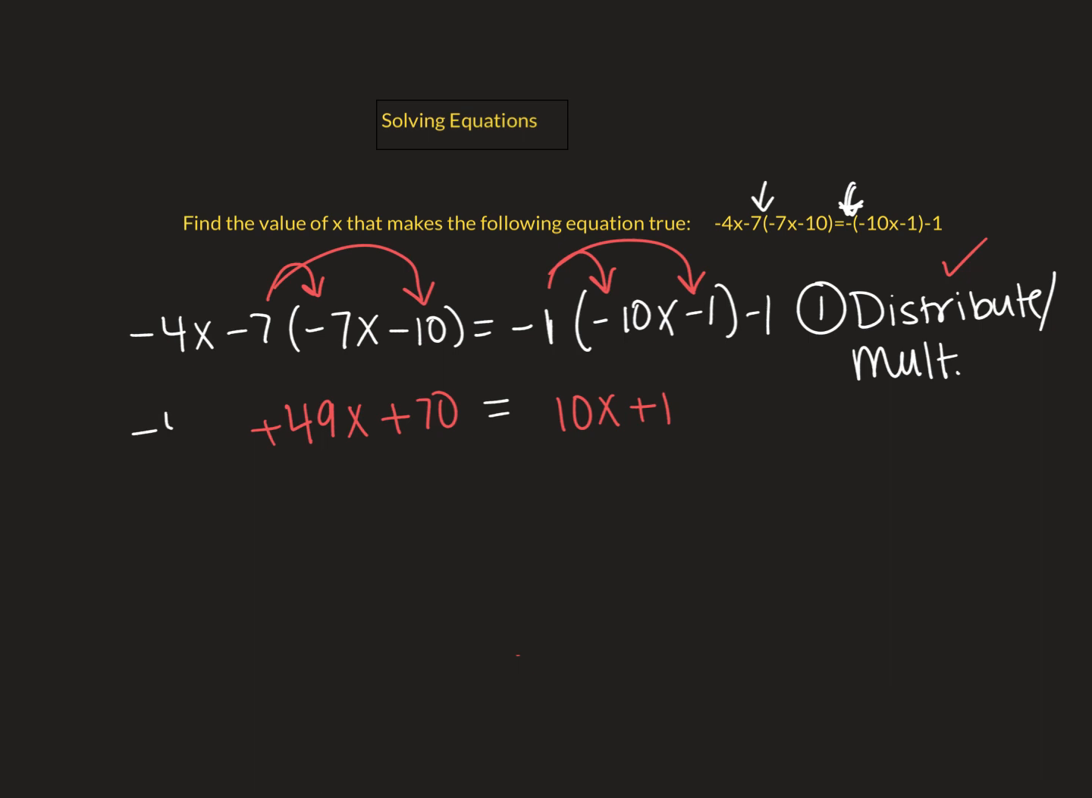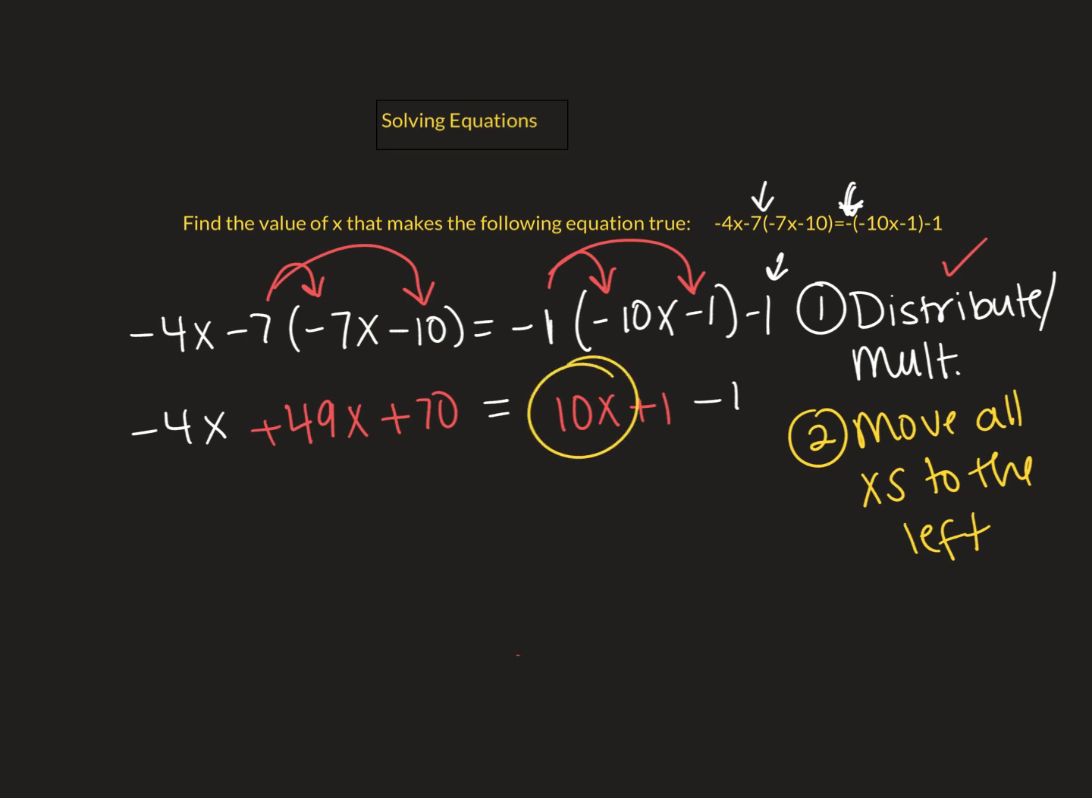So that means that negative 4x. And I'm going to bring this negative 1 that was outside of the parentheses. Now that I did that, I can move on to my next step. And that's going to be to have all my x's on the left side. So move all x's to the left.